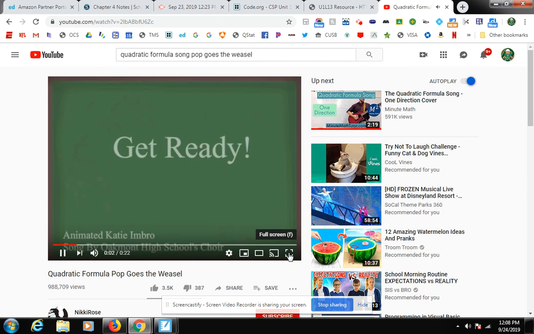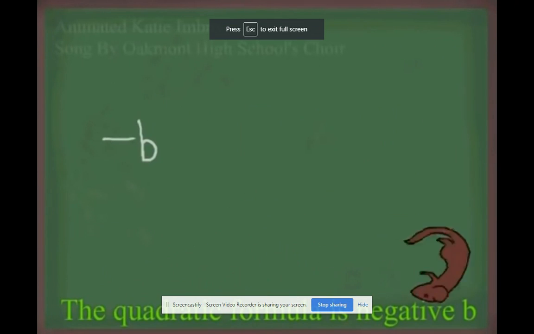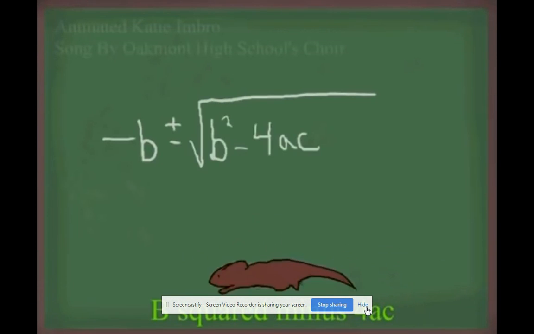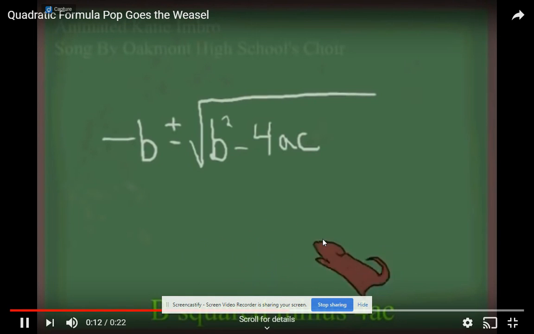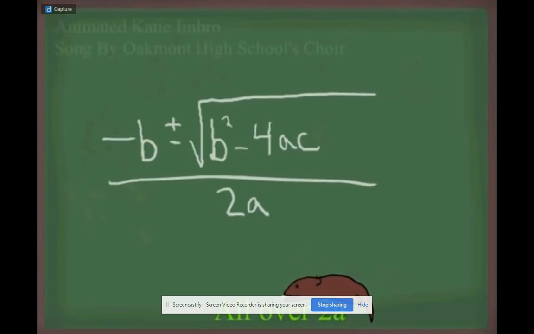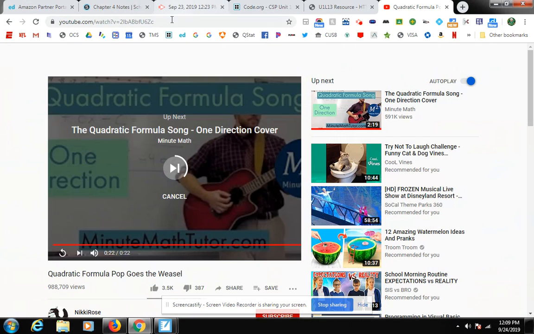All right. It's kind of cheesy, but you'll be fine. The quadratic formula is negative b plus or minus the square root of b squared minus 4ac all over 2a. Okay, you can kind of hum it to Pop Goes the Weasel, and it helps you to remember the formula. When I was in high school, this is how I had to teach myself how to do it. And no, we're not going to watch the One Direction cover of that.